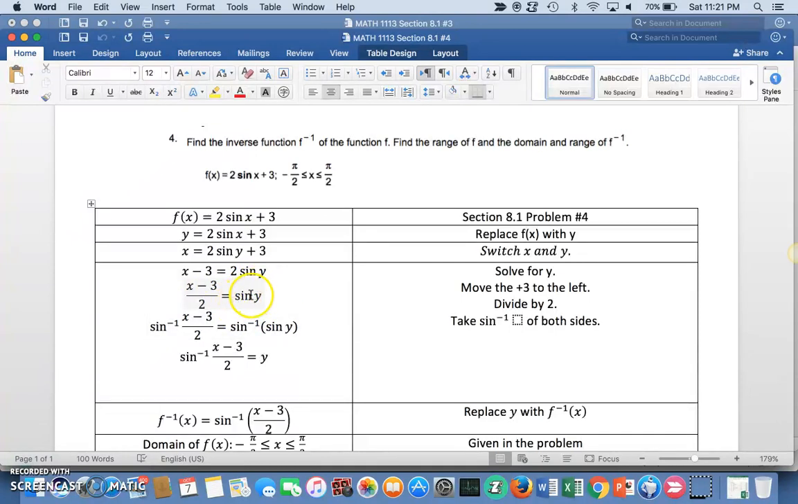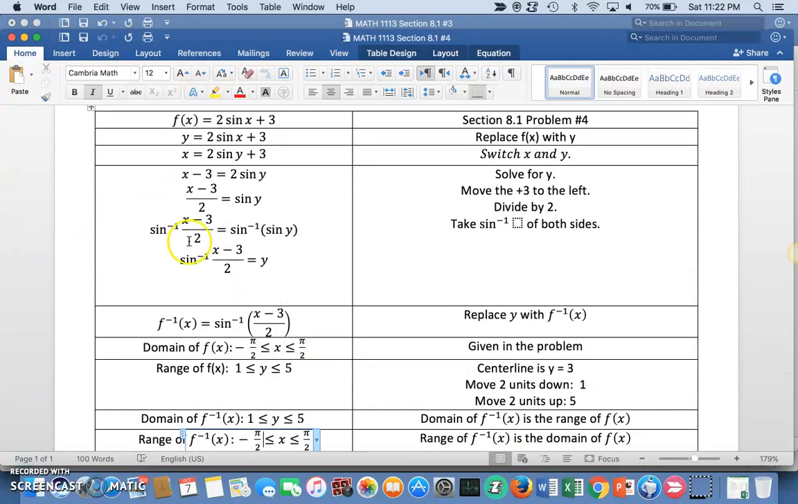But in order to get rid of sine, I have to take the inverse sine of both sides. And then these two cancel. We're left with just y. So inverse sine is equal to x minus 3 over 2. Okay, is that everything? No, your last step should be to replace the y with the f inverse function. So it's the change of notation. This part is still the same, but instead of y, we have f inverse.